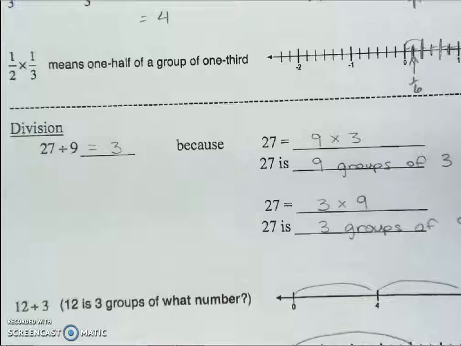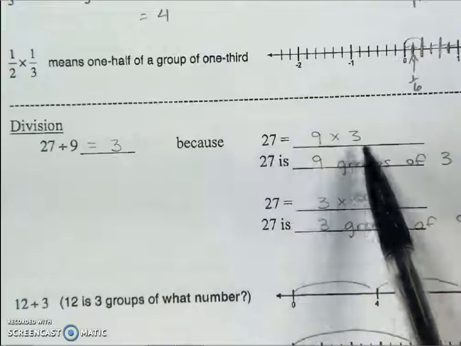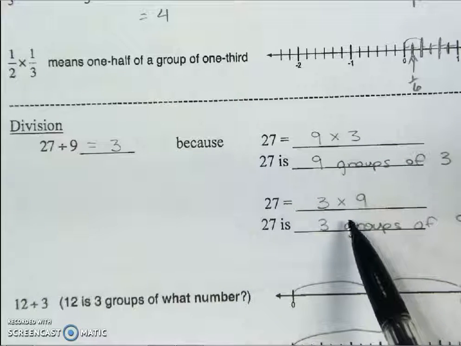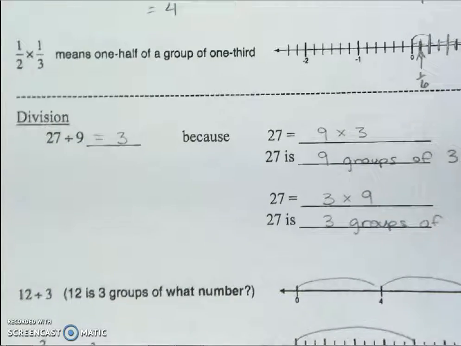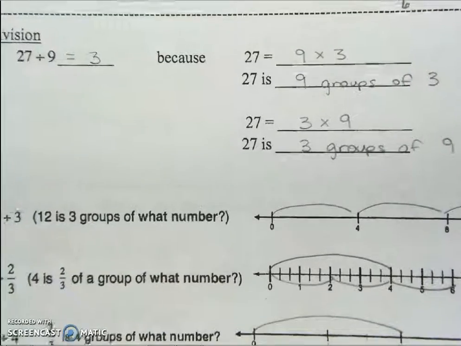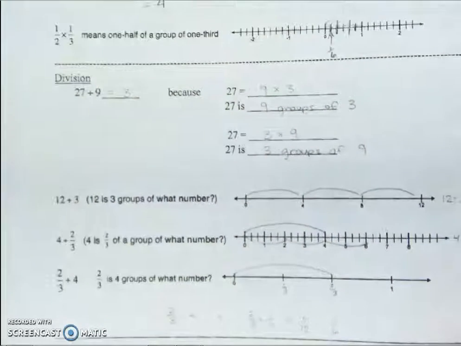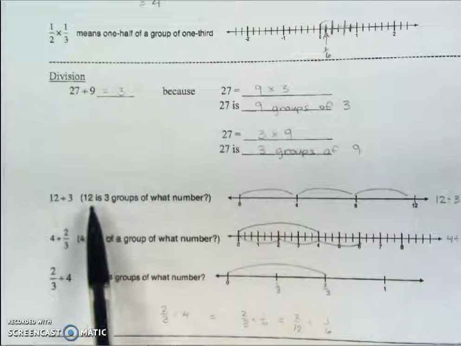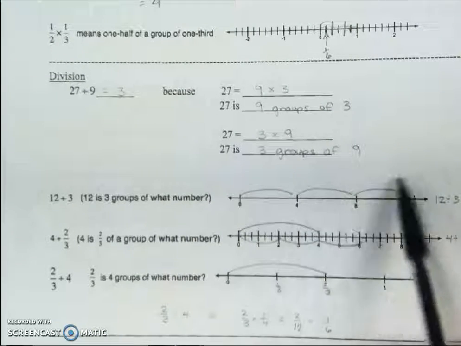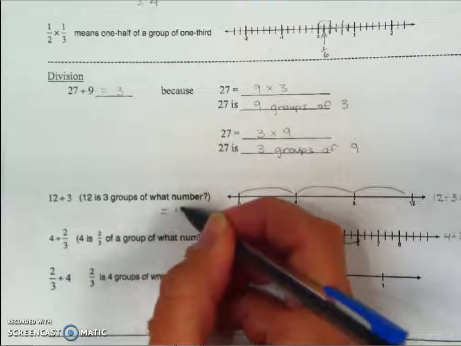Just like all of our whole numbers, 27 divided by 9 is 3 because 27 is 9 times 3 or 9 groups of 3. We could also say 27 is 3 groups of 9 or 3 times 9. So that's all just relating it back to what you had seen probably in 5th grade, maybe 4th grade. So I'm going to zoom out so that you can see all of it written there. So 12 divided by 3, 12 is 3 groups of what number? So it's 3 groups of, each group has 4. And so that would be 4.